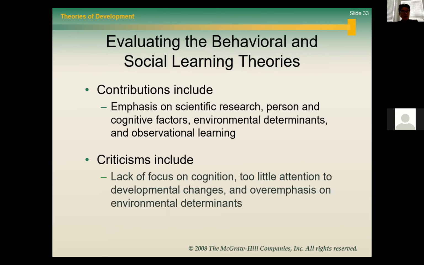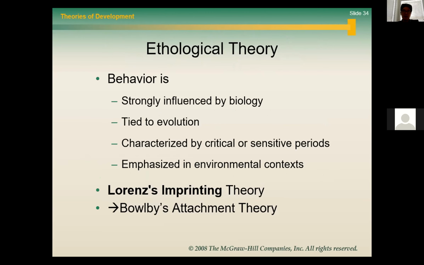Right. The contributions of behaviorism and social learning theory emphasize scientific research, person and environment, and observational learning. Criticisms include the lack of focus on cognition, too little attention to developmental change, and overemphasis on environmental determinants.